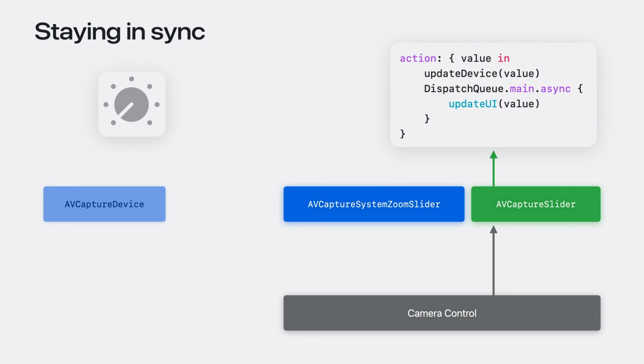App-defined controls are always created with an action callback, run on a queue that you specify. If your control needs to drive capture settings, you can do that synchronously by specifying the queue where you manage that state. Then you can update your UI on the main queue.